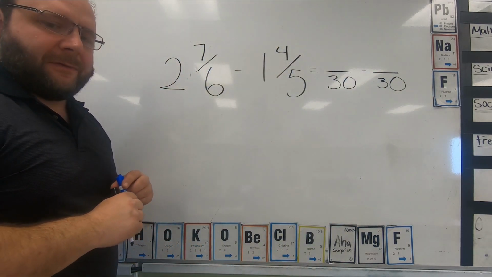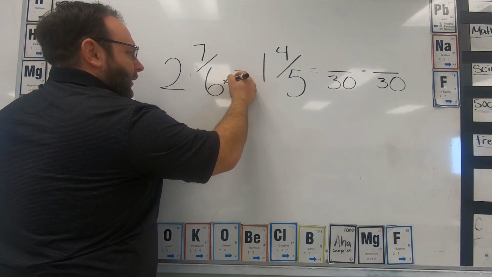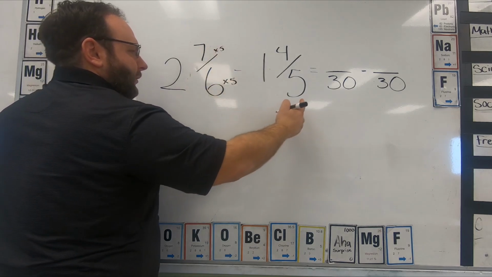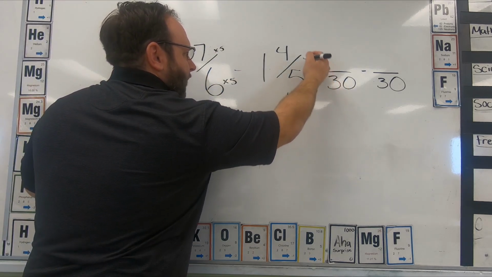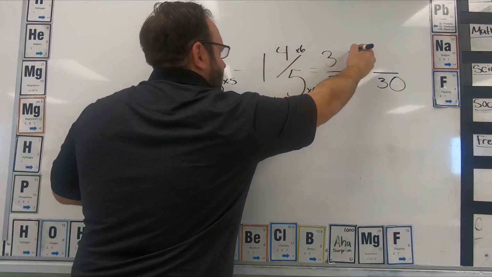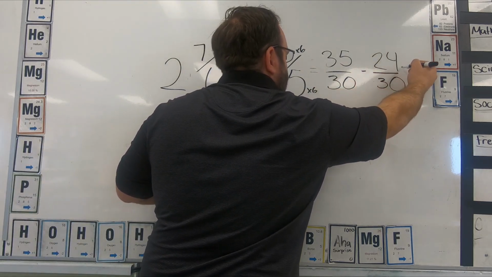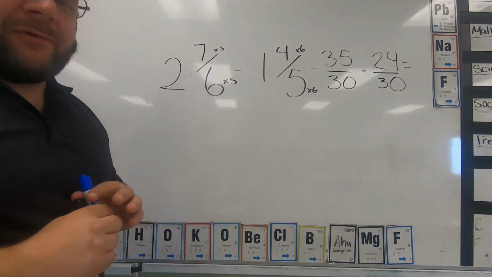Now we need to make our fractions equivalent. So to turn 6 to 30, we times by 5. We need to make sure we do the same to the top. And to turn 5 to 30, we times by 6, and we need to make sure we do the same to the top. So 7 times 5 gives us 35, and 4 times 6 gives us 24. Now we can just subtract like normal.